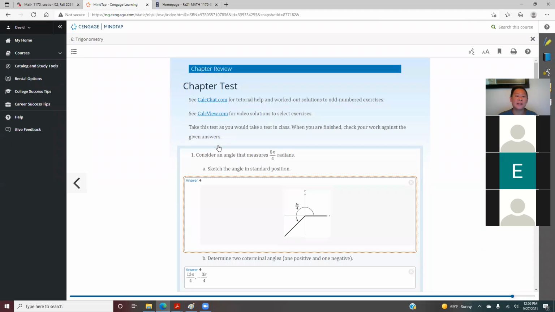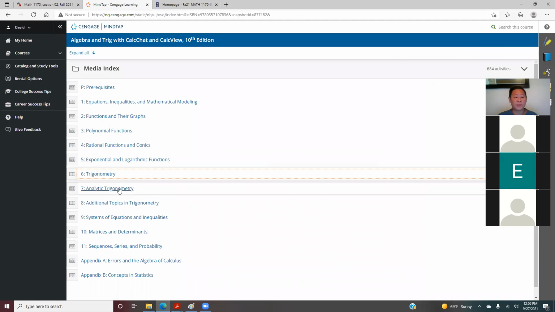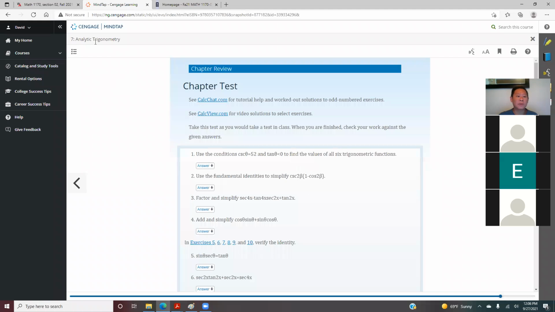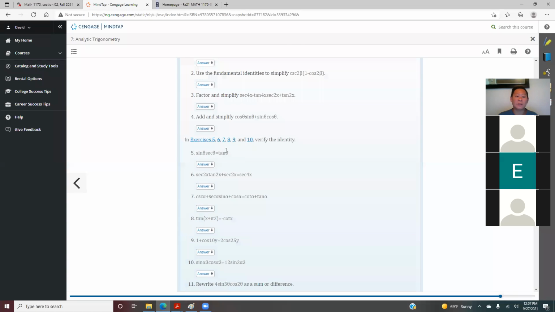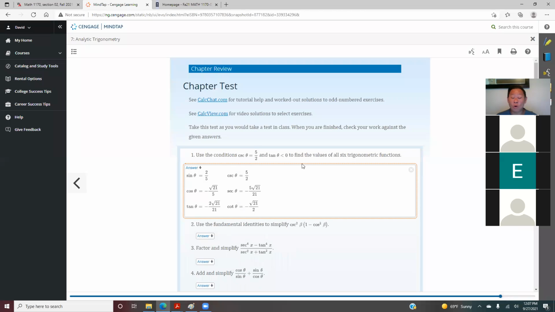That is for chapter 6. If you want to go to chapter 7, don't forget our test consists of chapter 6 and chapter 7. Again, you go to chapter 7 and go all the way to the very last item, the chapter 7 test, and the answer is right here. If you click on it, you will get the answer. As I mentioned, they only give you the final answer. They don't show you the work, so if you need help, talk to me. In the test, I do want to see work. Does anyone have any questions for me?